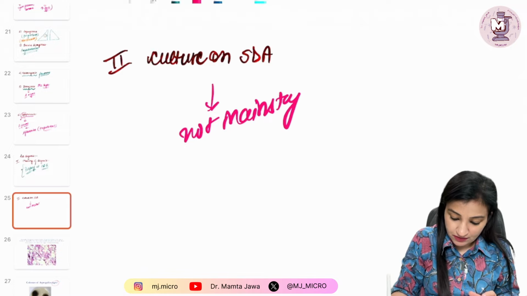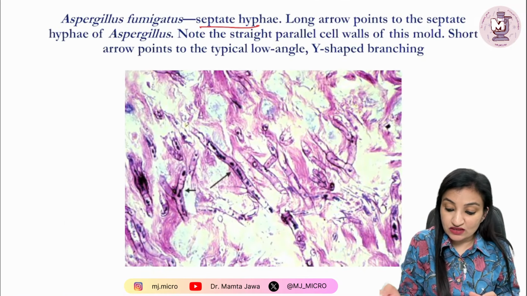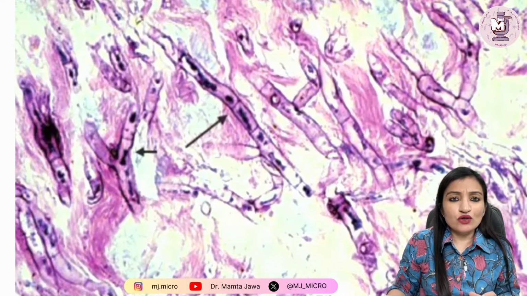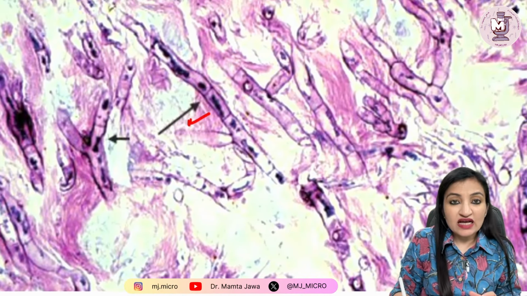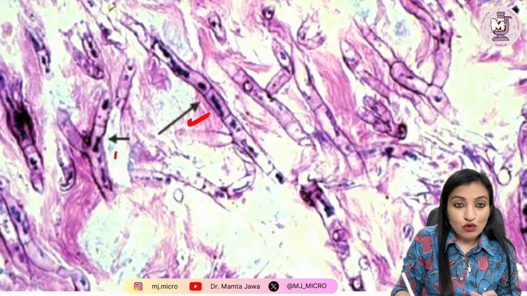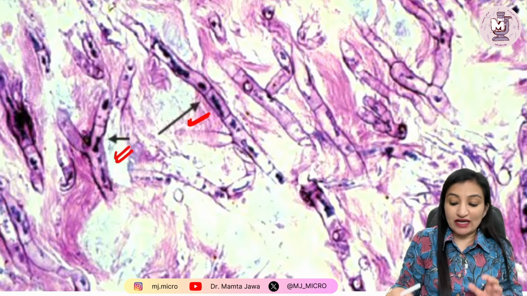Please remember. Okay. Now this is a very beautiful picture of Aspergillus fumigatus showing the septate hyphae. So I would want all of you to please note these two black colored arrows. The bigger black colored arrow is pointing towards the septa, and the smaller black colored arrow is showing you that typical acute angled or dichotomous branching.